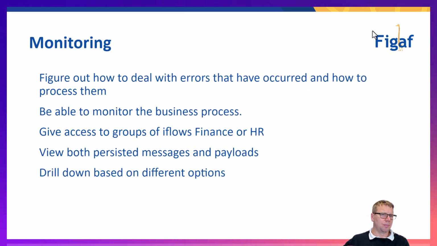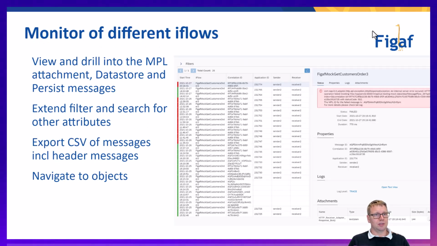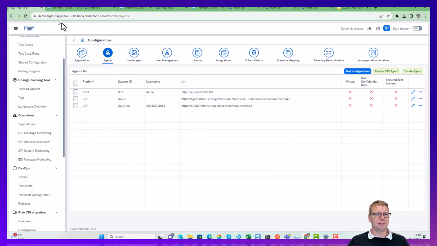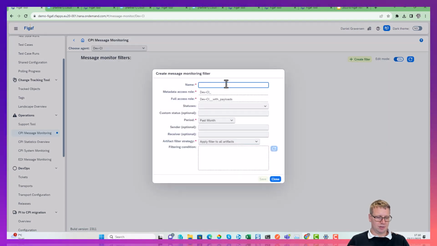We also have a monitoring capability. This would allow you to actually understand what the system is doing below the surface, making it easier to access these things. And this would also allow you to, for instance, give finance access to some of the finance interfaces and allow you to drill down. Here you can create some tiles, and let's create one tile for this, and here you will see the monitor of this, but it's easier to see. So we will go to the CPI message monitoring here. We will go into edit mode. We will create one here that's called error.